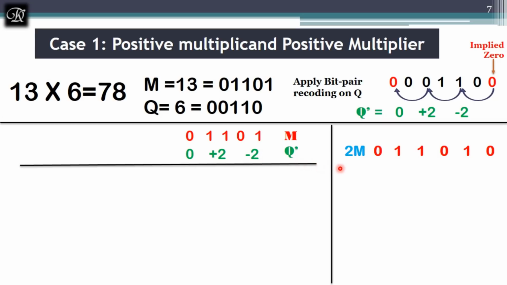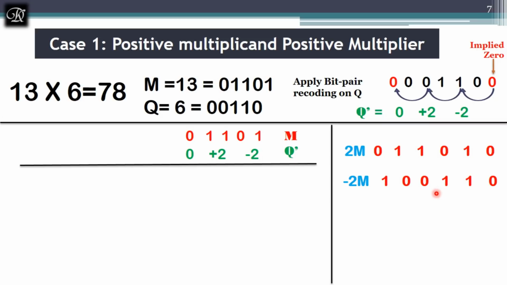How to find negative 26? It's easy. Find the 2's complement of the 26 we are having here. As I have told you with a shortcut, keep everything until the first 1 as it is, and after that you have to find the 1's complement of the remaining bits. So we got this, minus 26.